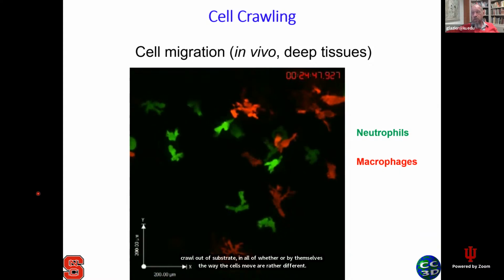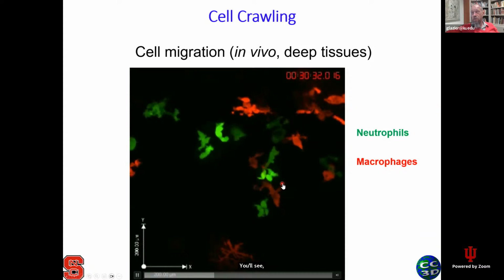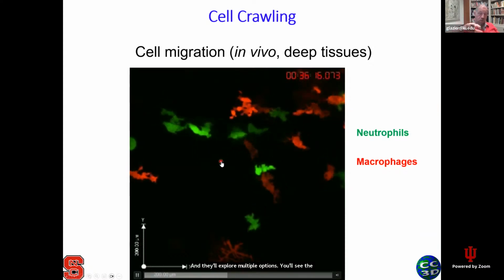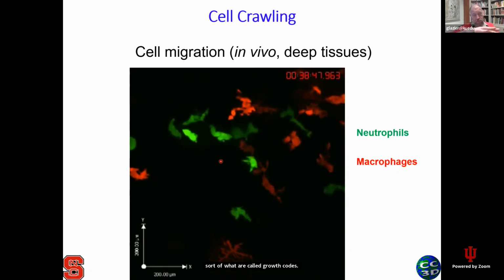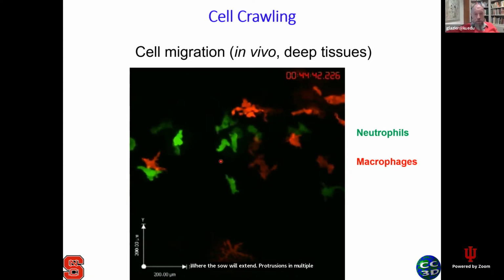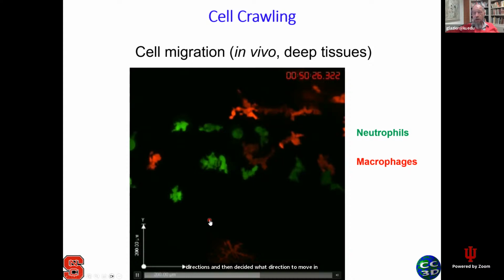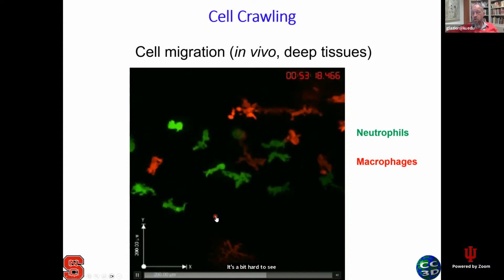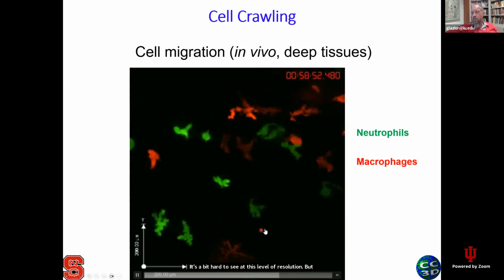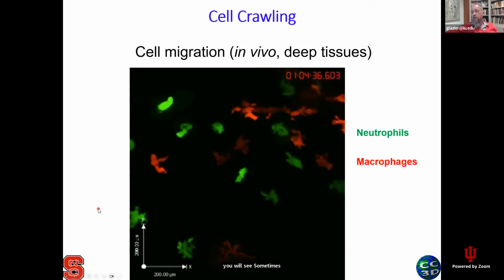You'll see cells are rather elongated. You also see that the cells will branch and they'll explore multiple options. You'll see what are called growth cones, where the cell will extend protrusions in multiple directions and then decide on one direction and move in that direction. It's a bit hard to see at this level of resolution, but you will see sometimes little, very thin protrusions from the cells.